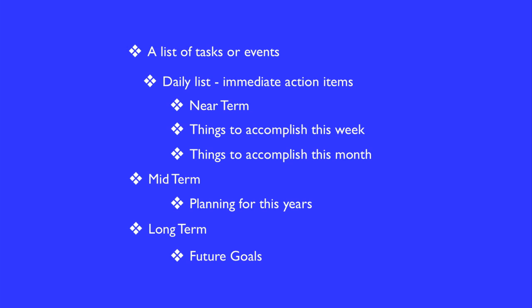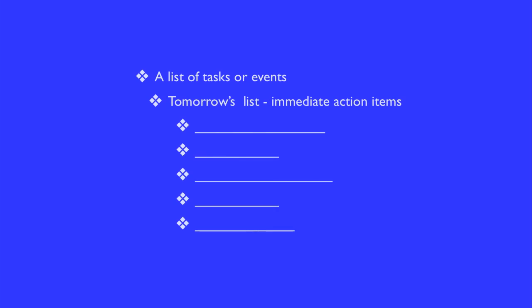You may say, "I don't know what I'm going to do next week." That's okay. By making a daily list, it will get you started thinking about the future. You can think about the rest of the list as we go along. Let's start with tomorrow's list. What must we do tomorrow?